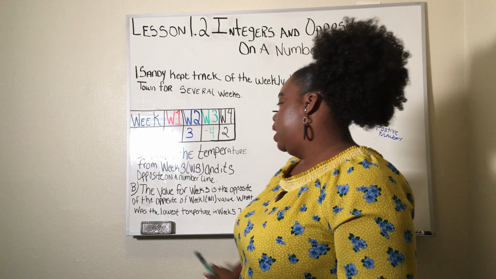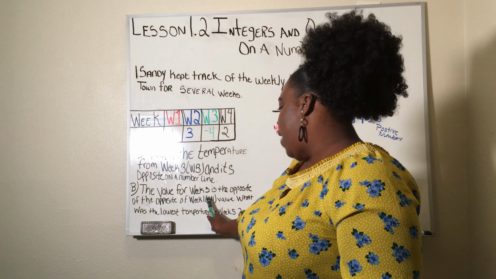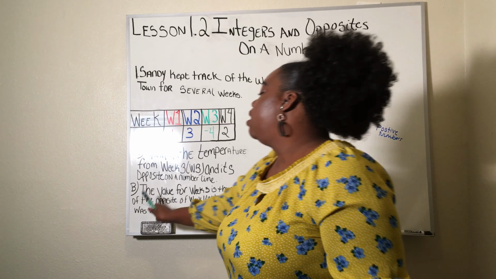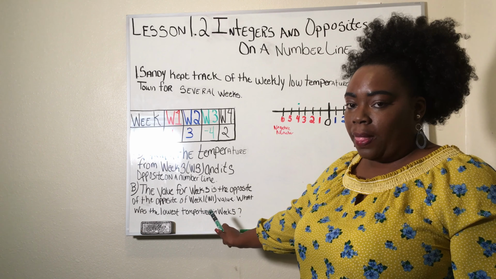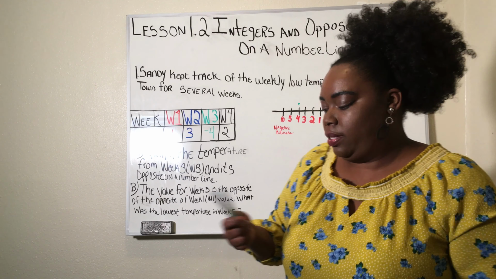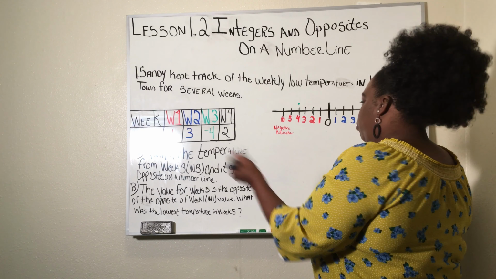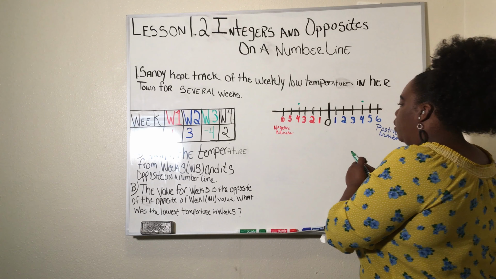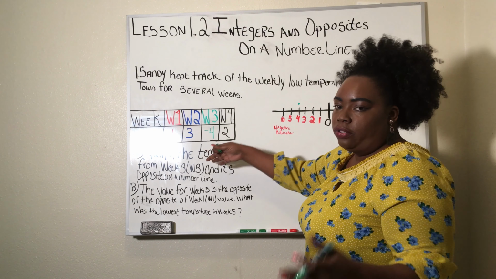Because if you see, it says the value for week 5 is the opposite of the opposite, right? So let's break that down before we go further. What is the opposite of the opposite? We're going to use our green marker here, and we're going to use -4 since we used that before.